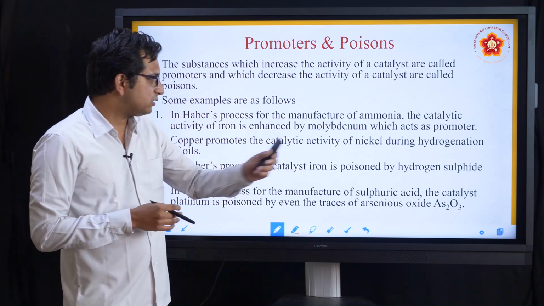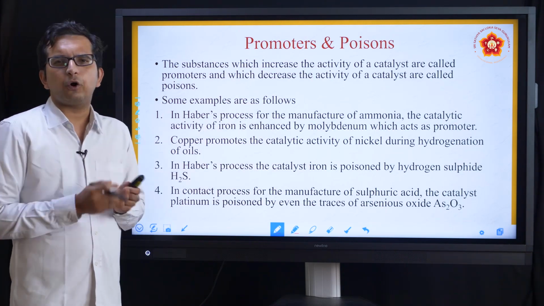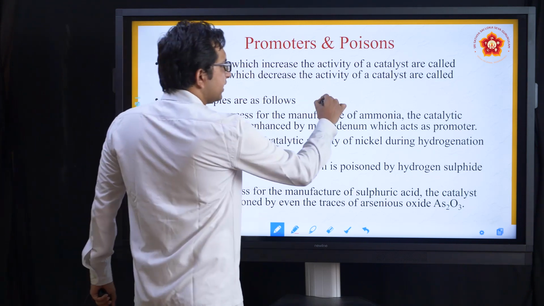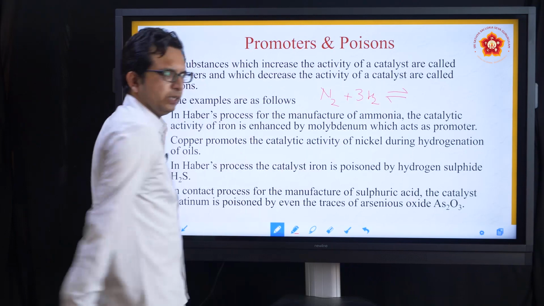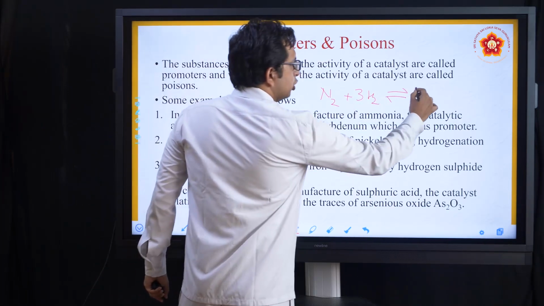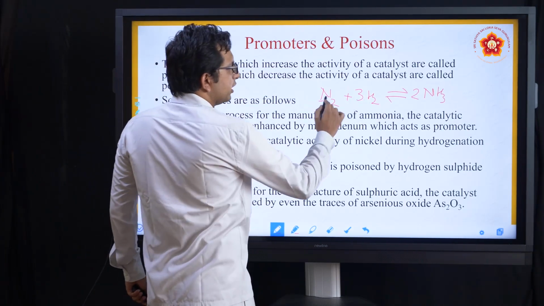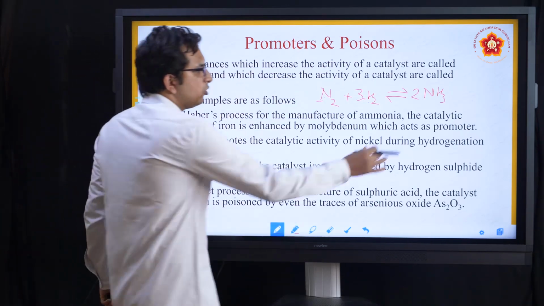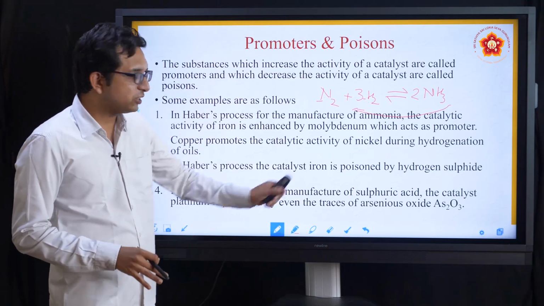In Haber's process, catalyst iron is poisoned by hydrogen sulfide. Now, when you have already used a promoter, why do you want to again use a poison? Supposing you want to take the reaction slowly, please understand that when I write a reaction N2 plus 3H2, I am showing it as a reversible reaction. I hope you are always pretty much clear with what is a reversible reaction. It goes on either side. So when I want to prepare ammonia, I would love to see to it that N2 and H2 are reacting strongly and forming NH3. But since it is reversible, some amount of ammonia will also come back to this side, which I would not want.